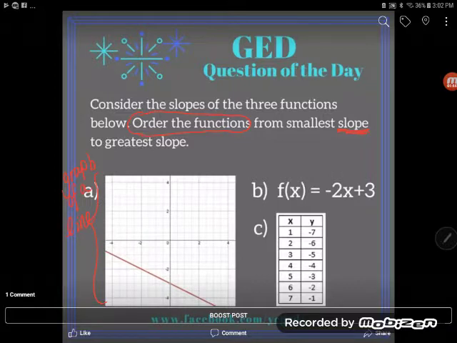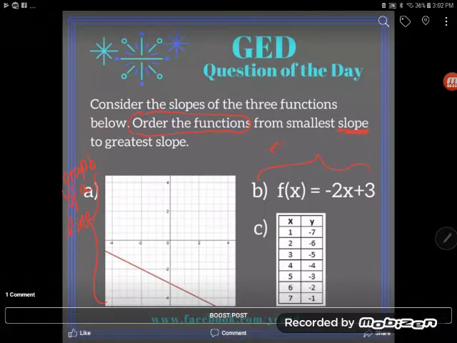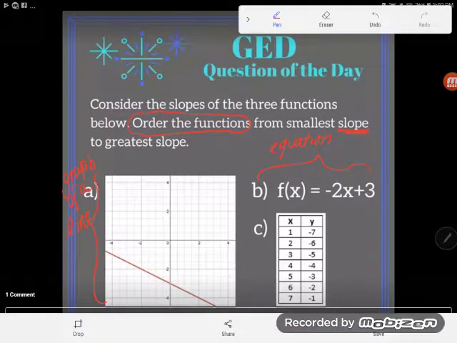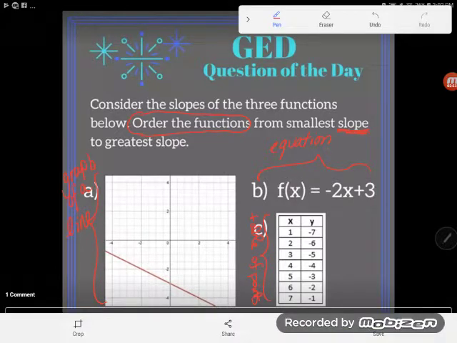And if you look at part B over here, this function is written as an equation. We see two expressions separated by an equal sign. We've got an equation. And then in part C, this function is written as a table of points. This is an XY table, and each line of this table represents a point in a function.